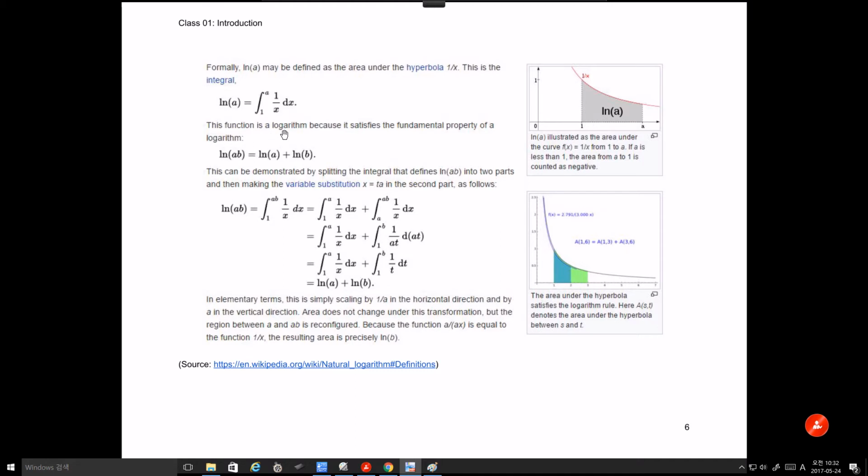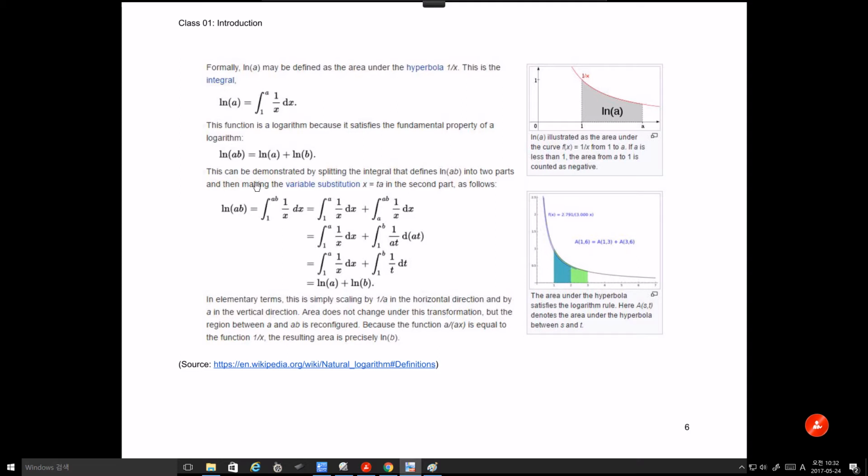Now this function is a logarithm because it satisfies the fundamental property of the logarithm. What is the fundamental property of a logarithm? Well, in log, we can transform multiplication into summation. Actually, that is the power of the logarithm function. ln ab, the log of the multiplication, is ln a plus ln b.